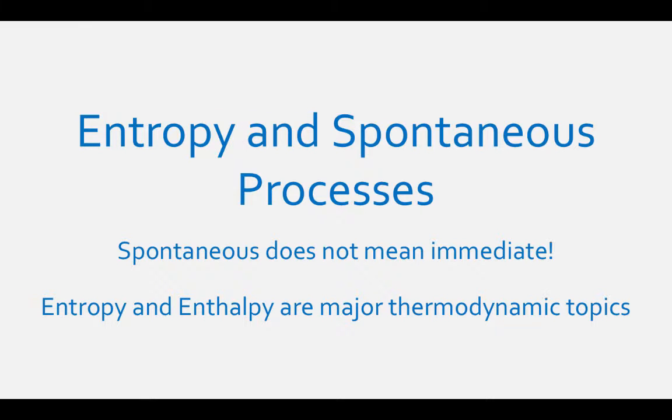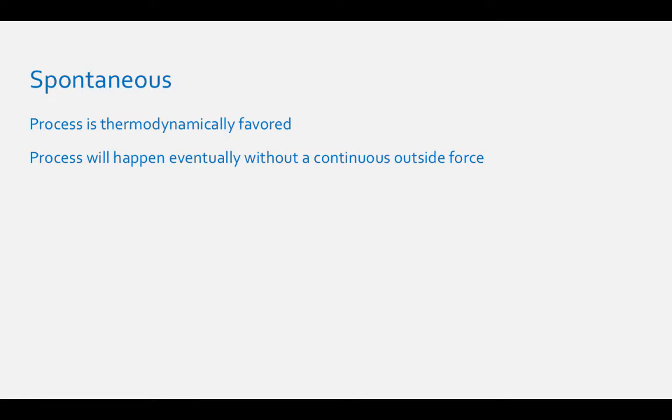One important concept to keep in mind is what the word spontaneous means in chemistry. Spontaneous means that a process is thermodynamically favored. So what does that mean? All this means is that a process will happen eventually without any continuous outside force. It does not mean that it will go fast or it will happen instantly, although it could go fast. Usually, spontaneous just means that a chemical reaction will happen eventually.